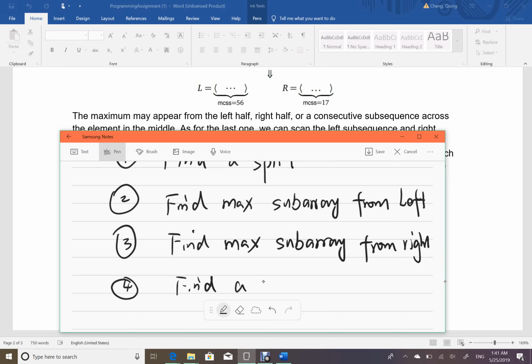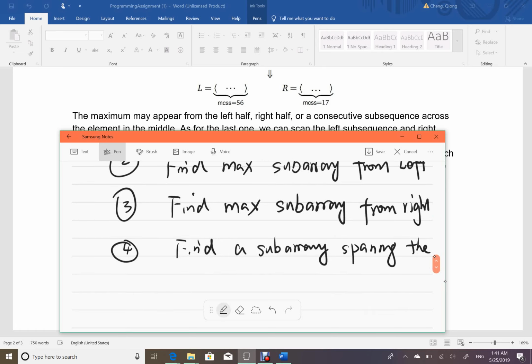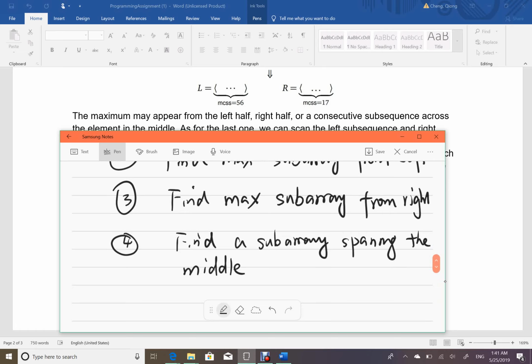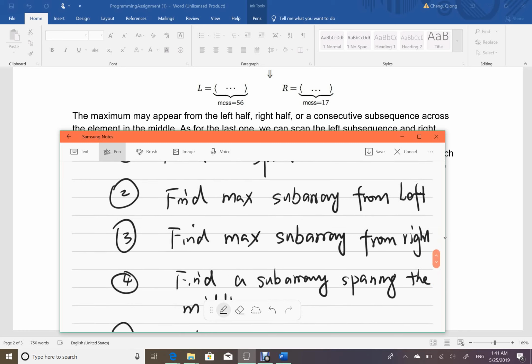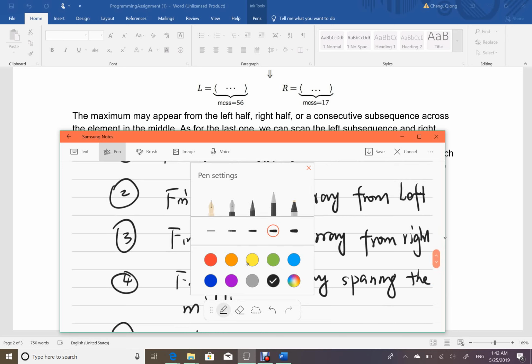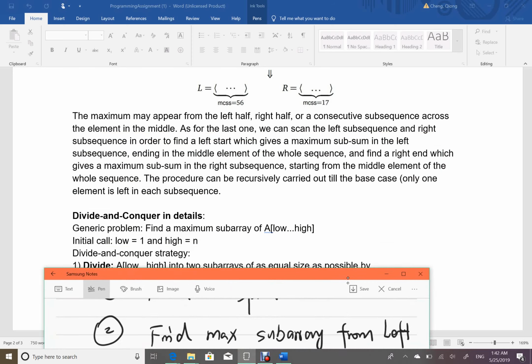Now the question is, we have to find a subarray spanning the middle. And then in the fifth step, we return the larger one, right? So for example, let's say we call this one as, let's see how they call that.